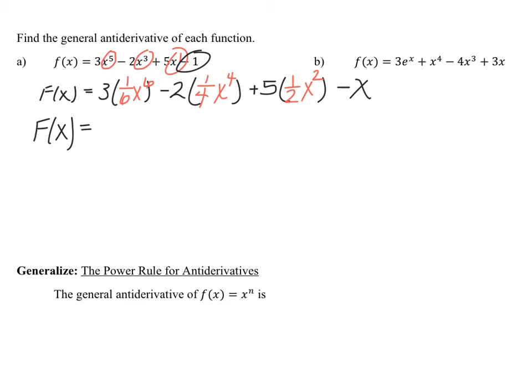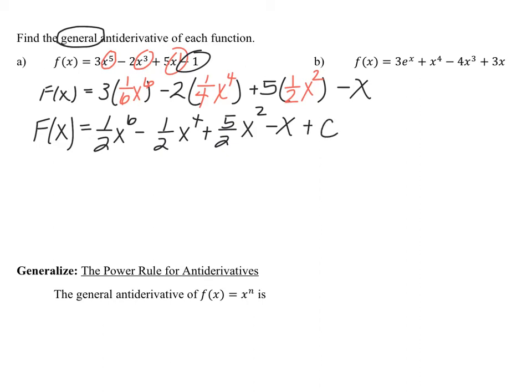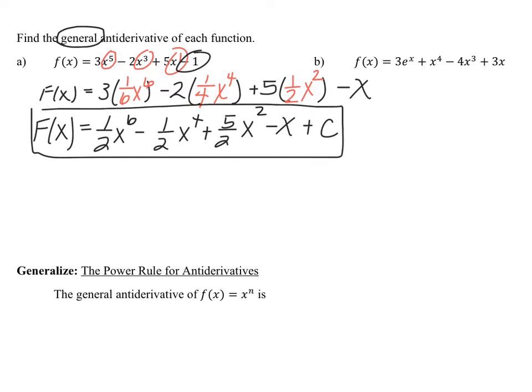So big F of x, if we go ahead and multiply, 3 times 1/6 will give us 1/2 x to the sixth, minus 2 times 1/4 is 1/2 x to the fourth, plus 5/2 x squared, minus x. But then remember, because we're finding the general antiderivative, we want all of the possibilities, which means we recognize that we could add a constant, any constant value, because the derivative of a constant will be 0. So this is what I have right now for my general antiderivative, but of course I want to be sure I'm doing this correctly, so it's good to do a check. And I recommend that you check your first few, and then as you get going, you'll be doing the check mostly in your head.